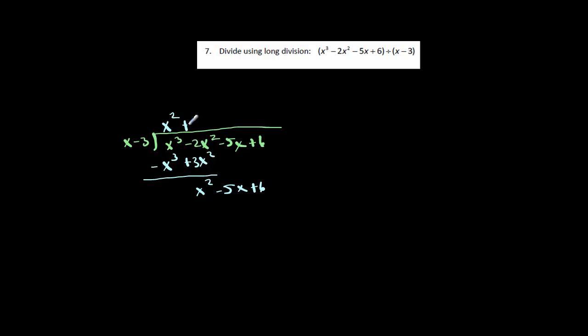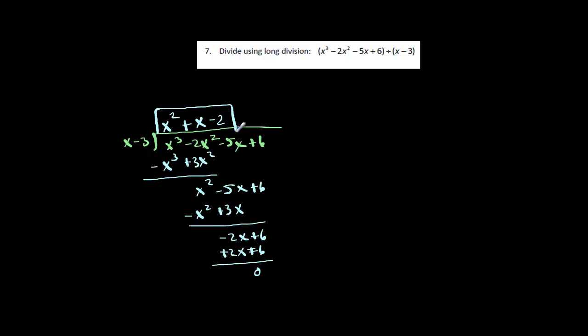X squared divided by x is x. We multiply through. X times negative 3 is negative 3x. Change the signs, add down. Negative 2x divided by x is negative 2. And we'll multiply through. Negative 2 times negative 3 is positive 6. Change the signs, add down. You get 0 for a remainder. So there's your answer.